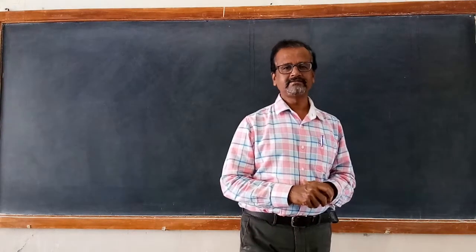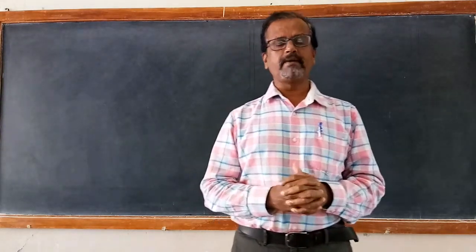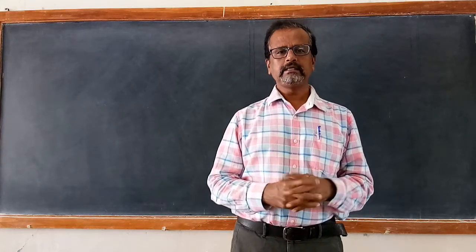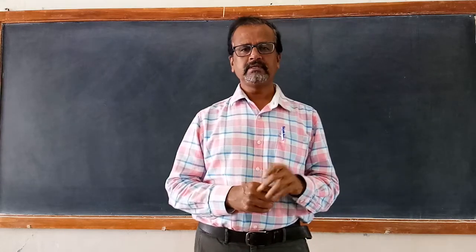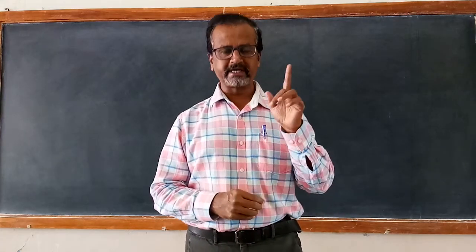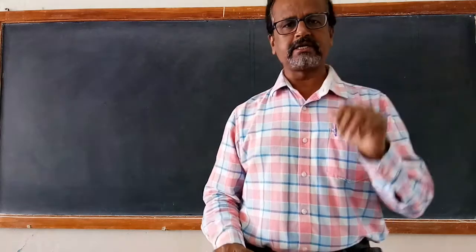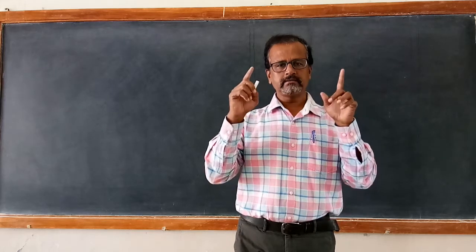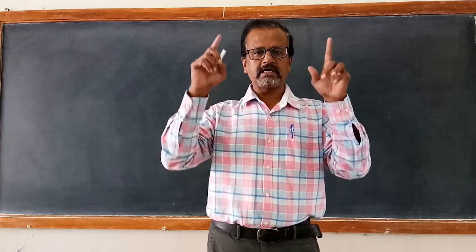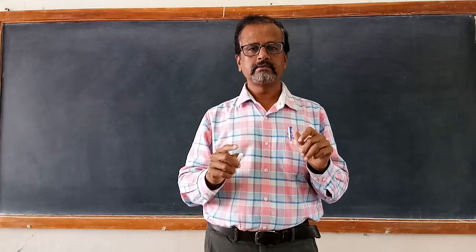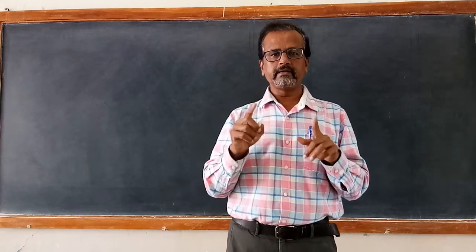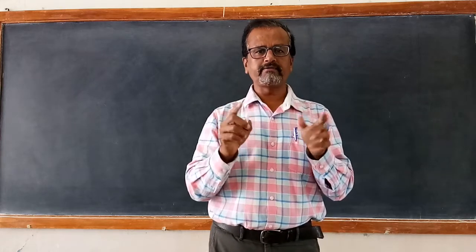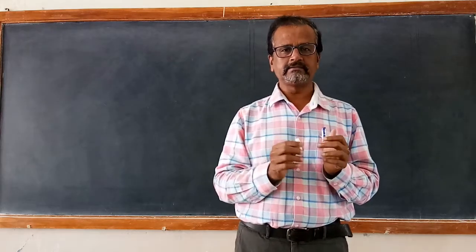Good morning, friends. Yesterday we solved a problem on a lift and a person standing on a weighing scale. In the last step, there was an error. I would like to rectify that error. Last step: what happens when the lift and the entire system starts falling freely under gravity? What is the reading shown by the weighing scale? What is the weight of the person standing on the weighing scale?